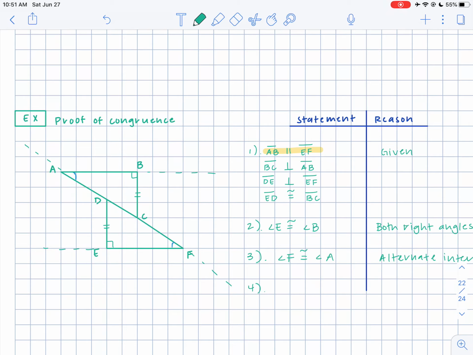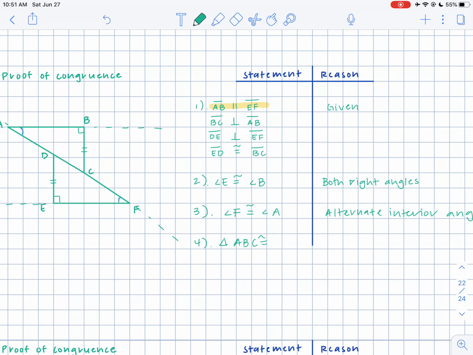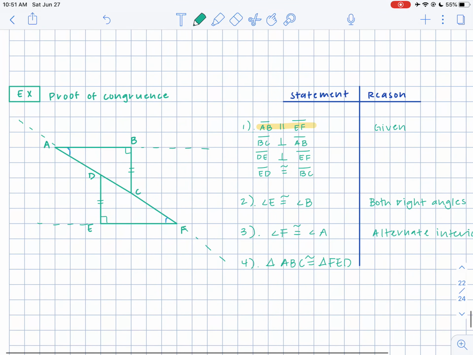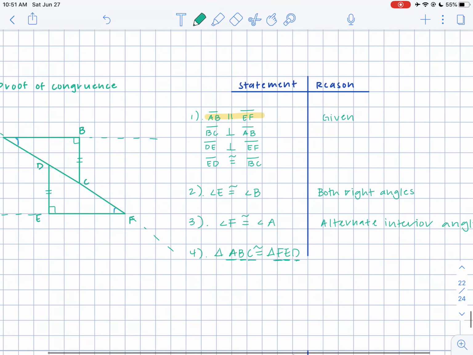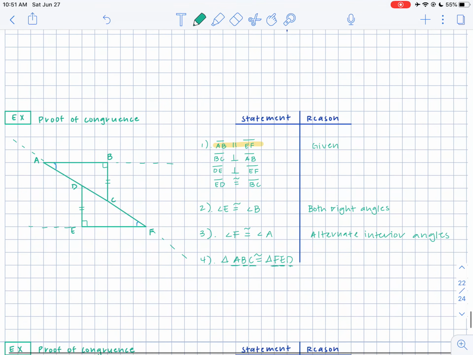So based on the theorem, we can conclude that triangle ABC is congruent to triangle FED. Again, whenever you write a congruent statement, the vertices need to correspond to each other, right? Vertex A corresponds to vertex F. Vertex B corresponds to vertex E because they're both right angles, and vertex C corresponds to vertex D. So this is our congruent statement.